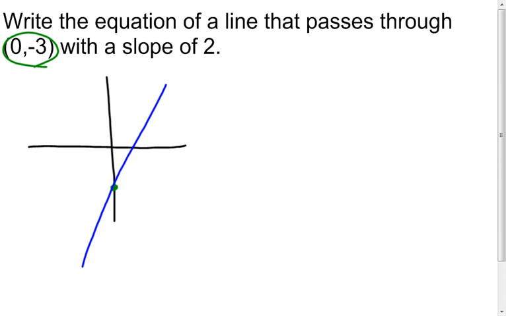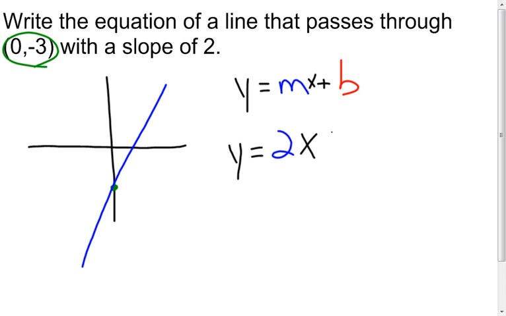What I can do is, I can write my equation in slope-intercept form and be done. It's a matter of filling in the blanks. Y equals, tells me the slope is 2. You know what I forgot up here was the x. Put it in there. Plus my y-intercept, which I know is now -3. I have the equation of my line.